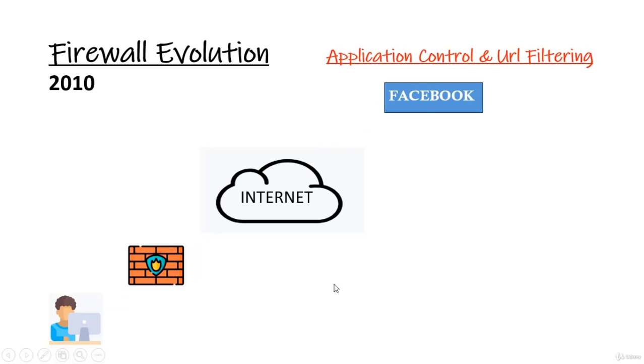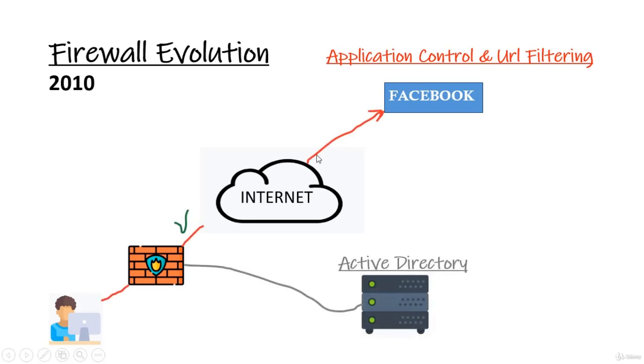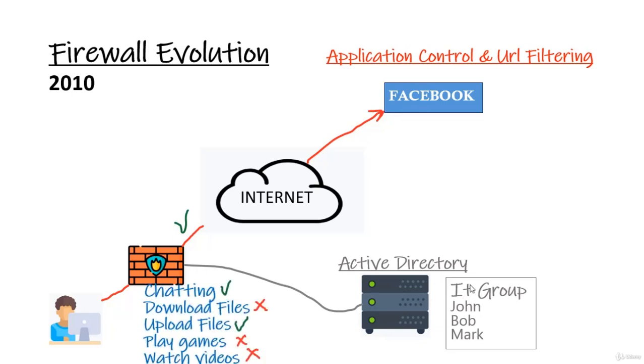Okay, we have a guy sitting here right behind our firewall, and he's trying to go to the Facebook page over the internet. First, he's being authenticated via Active Directory, which is integrated with the Check Point firewall. That blade is called Identity Awareness. Let's say we have an IT group where John, Bob, and Mark are. And so with the application control and URL filtering blade, we can block specific actions for that specific user, what to do with that website.